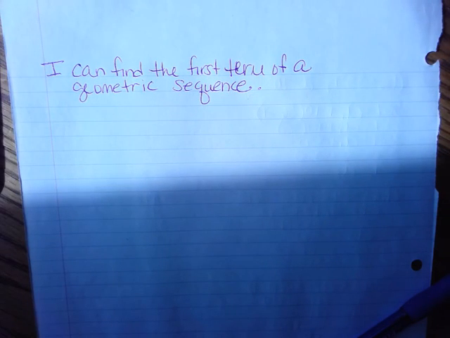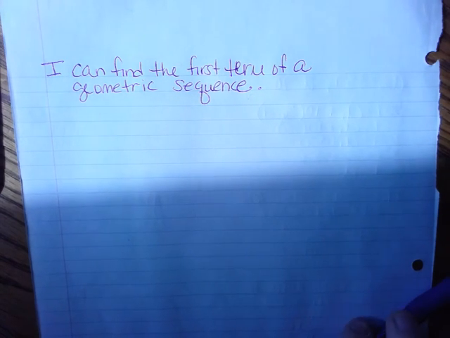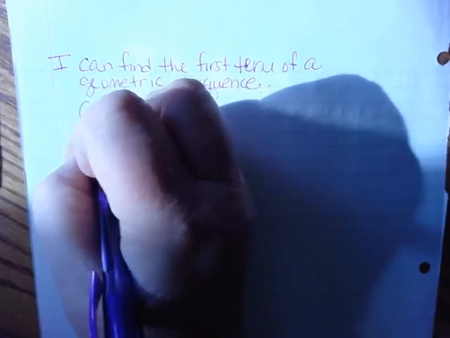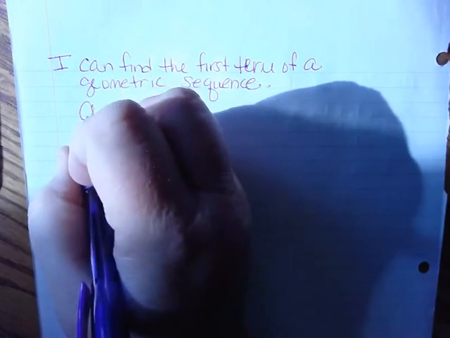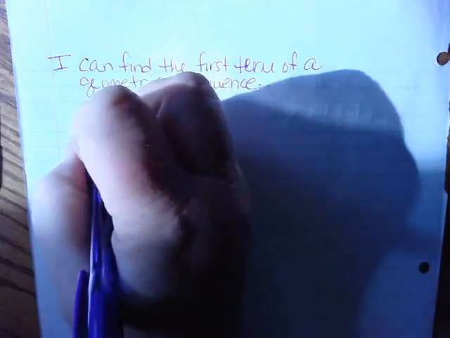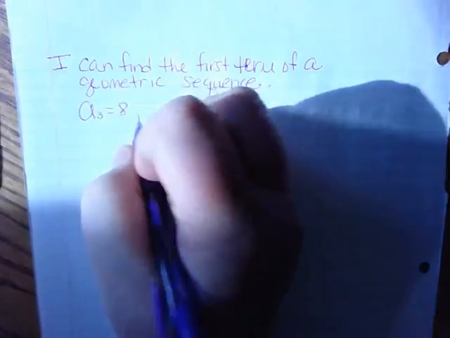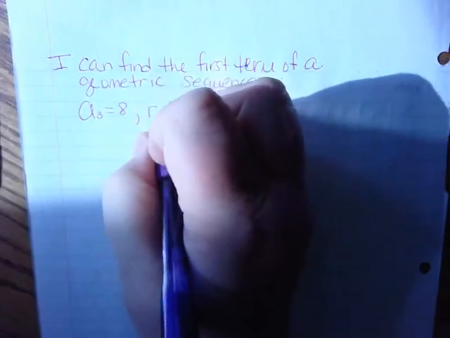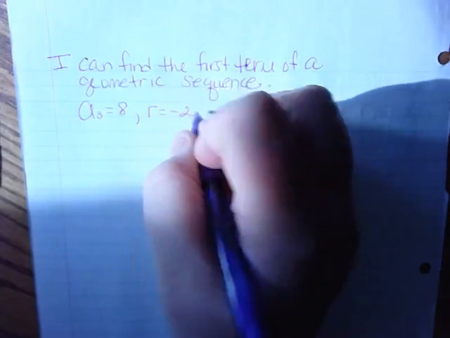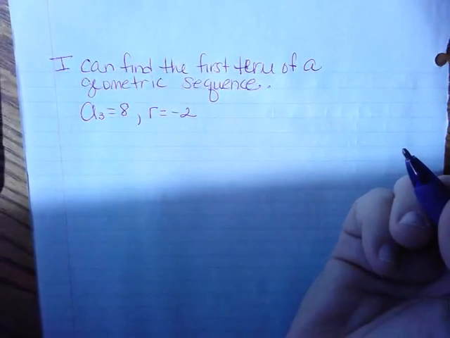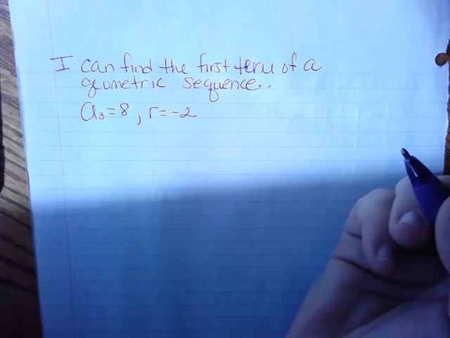This learning target says, I can find the first term of a geometric sequence. We're going to start by being given a random term. This time we have a sub 3, which is the third term, equals 8, and the common ratio r equals -2. This is very similar to finding the first term of an arithmetic sequence.